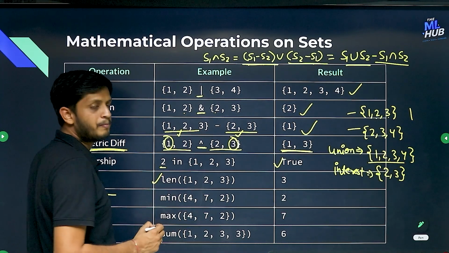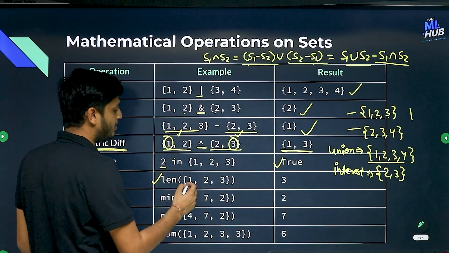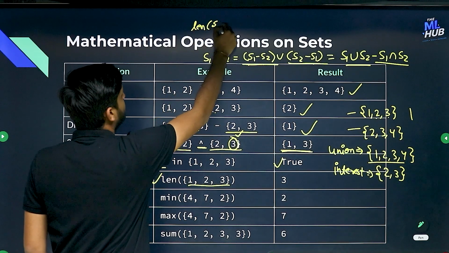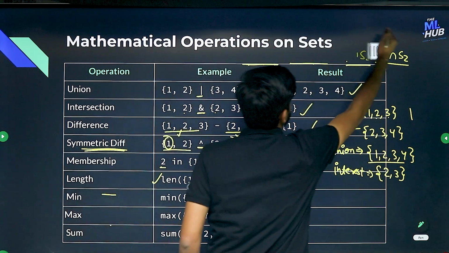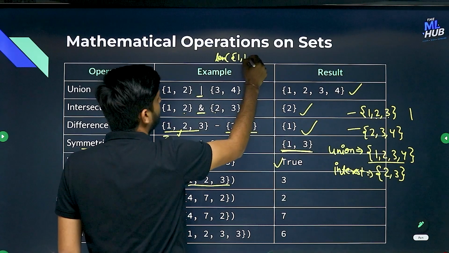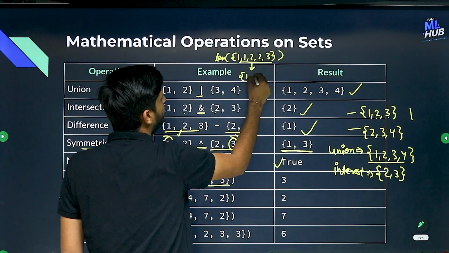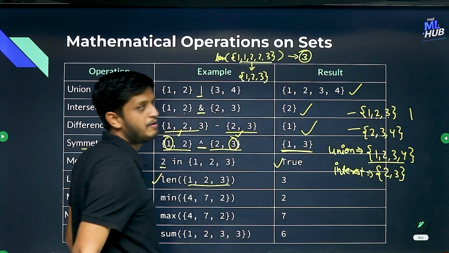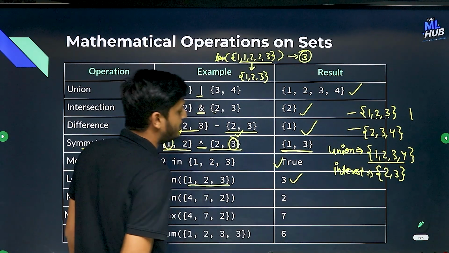Then the length function is also simple. It tells us how many unique elements are present in that set. So in this set there are 3 elements. If you ask for the length of a set containing 1, 1, 2, 2, 3, when you create this set, duplicates are automatically removed. So 1, 2, 3 will be there, and the length will be 3 only. A set can only have unique elements. Always remember that.